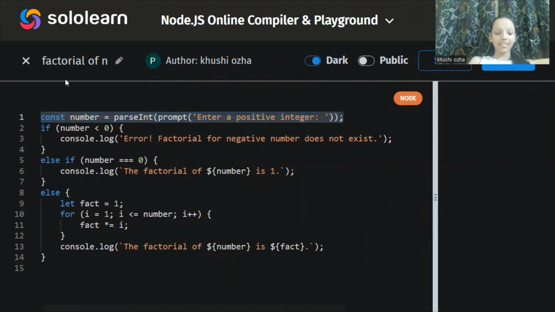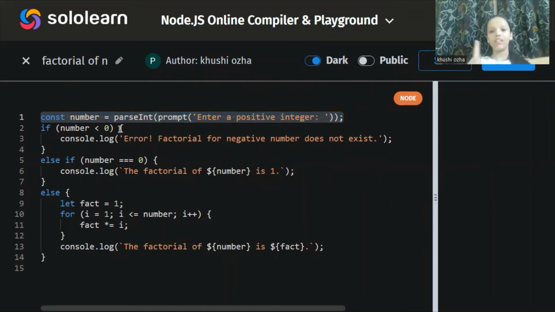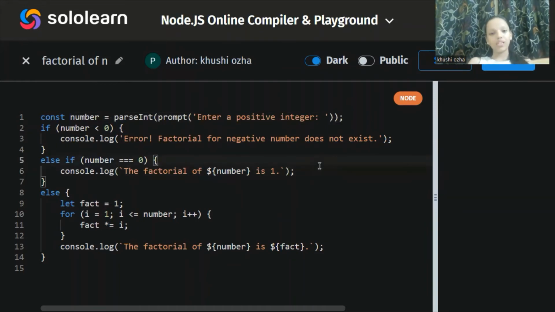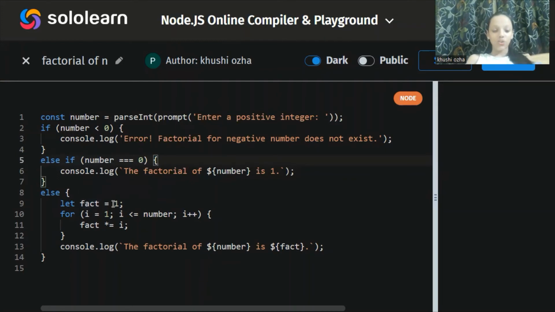Now if the number is less than 0, as I've told, factorial doesn't exist for negative numbers, so there will be an error that the factorial for a negative number does not exist. Else, if the number is equal to 0, then console.log the factorial of the given number in the input is 1, because 0 factorial is 1. Else, let the factorial be equal to 1.